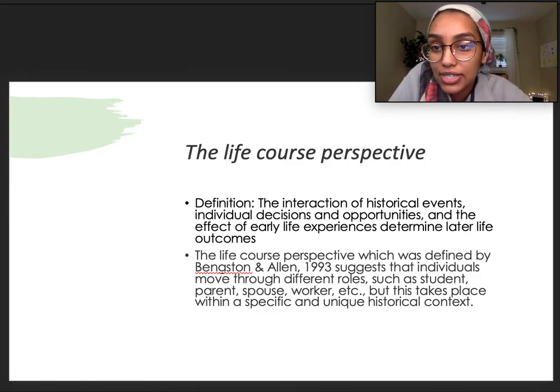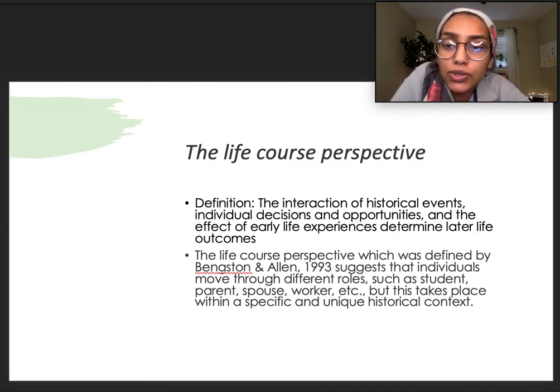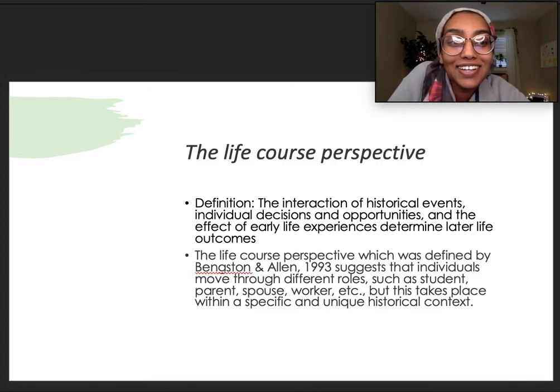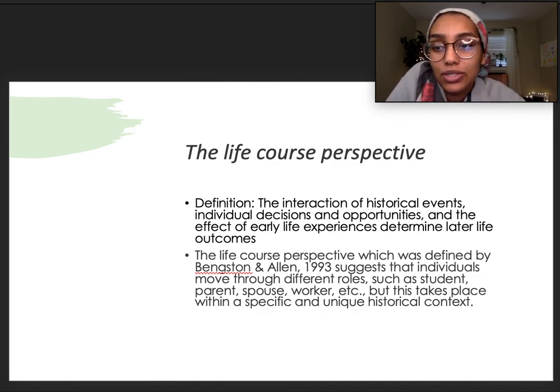Essentially it says that people move through different roles, like being a student or a parent or a spouse or a worker, and you transition into different milestones. But your specific historical context is an important thing to consider, right? And that is going to play a role in how you participate in that role. So a student in the 1900s is going to look different than a student in 2021. That's what that's saying.